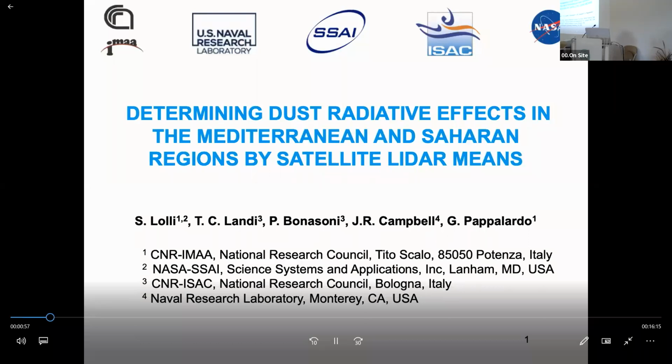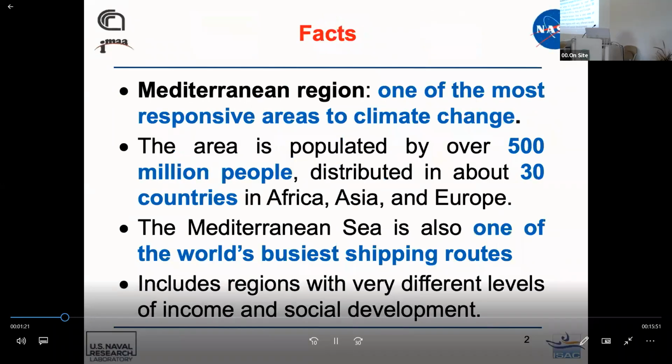So this research is based on the monthly average vertically resolved aerosol optical depth atmospheric profiles, and those are collected along a 1 by 1 degree horizontal grid. Data are obtained from CALIOP, the LiDAR on board the NASA CALIPSO satellite. This is because the Mediterranean region is one of the most responsive areas to climate change and is highly densely populated by 500 million people, across around 30 countries in Africa, Asia, and Europe.